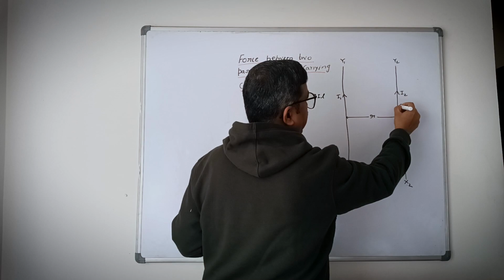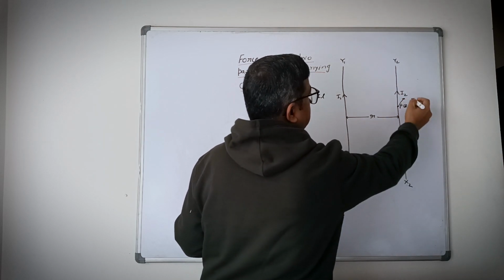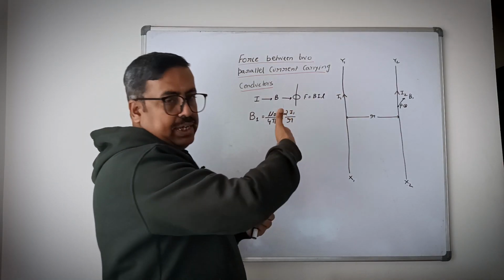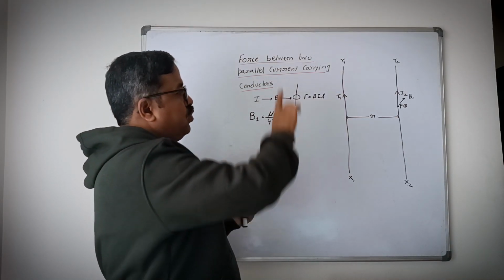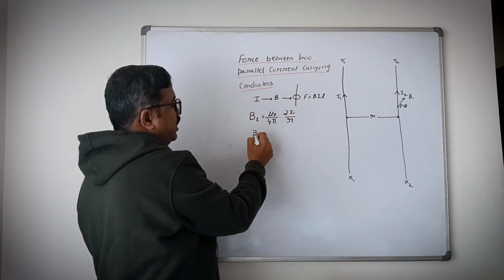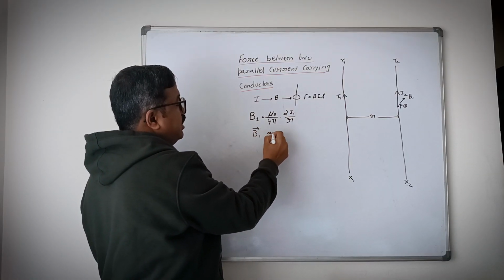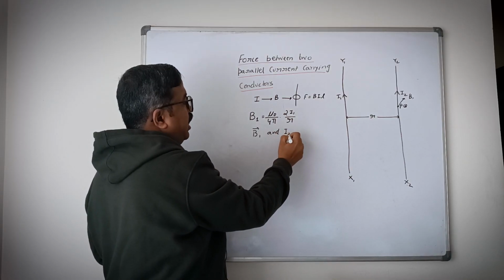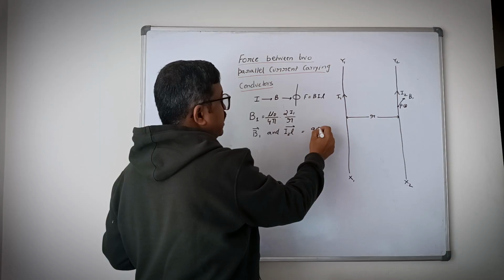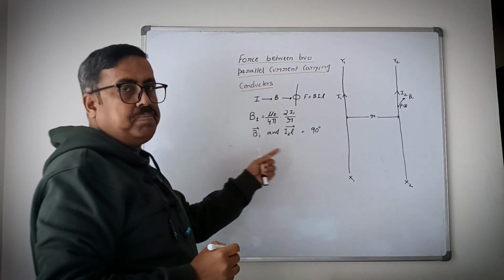It is perpendicular in the inward direction. So we draw it something like this. This is my B1. So the magnetic field is going inside the plane. Current is going like this. Therefore, the angle between vector B and current element I2L is equal to 90 degrees.